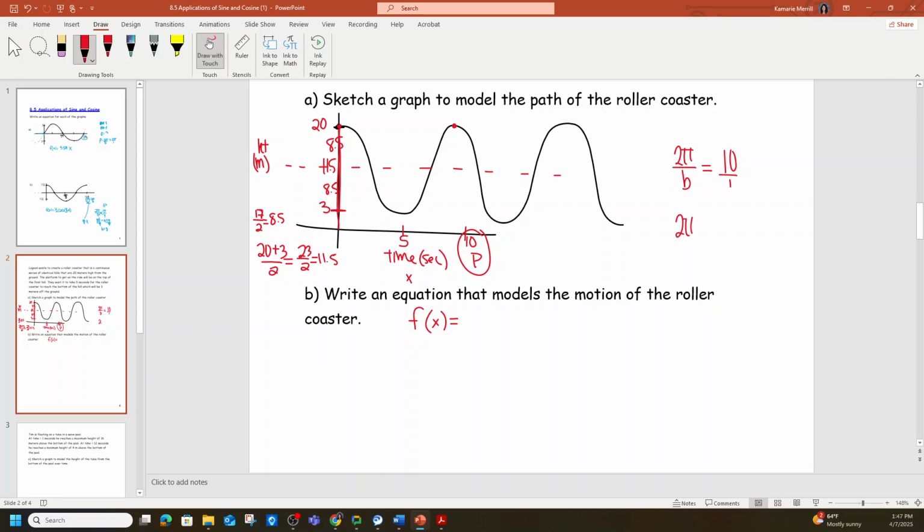So 2 pi will be equal to 10b. And then I'm going to divide by 10. Divide by 10. So what do you guys notice my b ends up being? 2 divided out of the 10, and I'm left with what? Pi fifths. So don't be scared when the b happens to have a pi still.